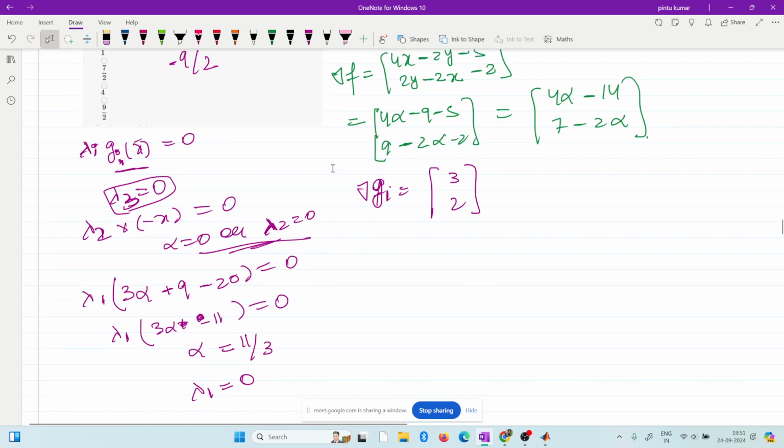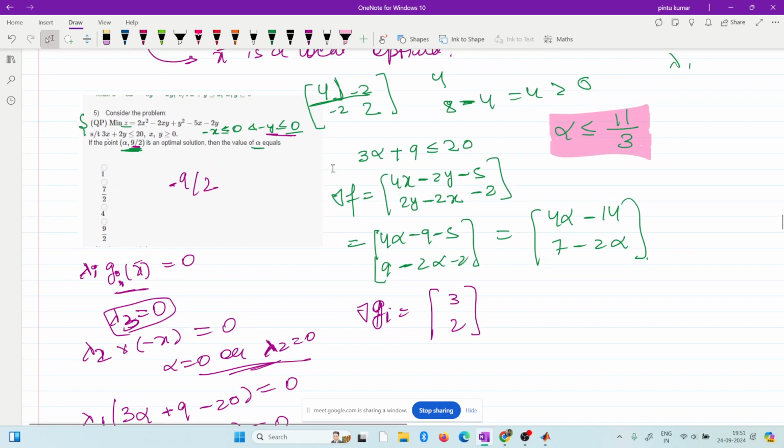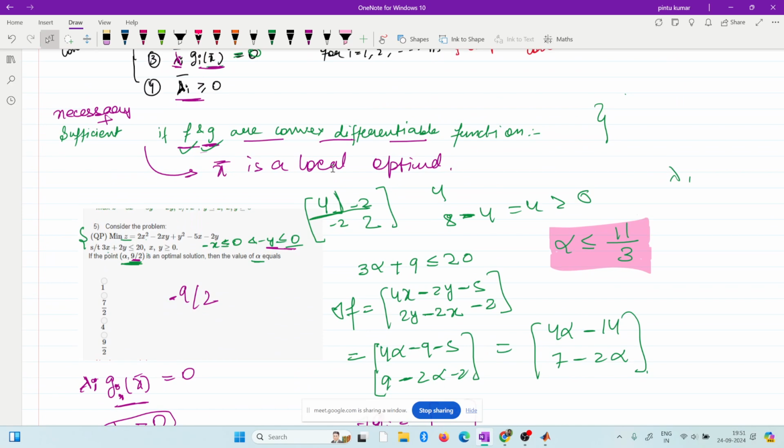One small doubt. In your del f, it is 4 alpha minus 14 and 7 minus 2 alpha. Already it is mentioned it is an optimal solution, so we can equate to 0 and find the value of alpha. You want to equate this to 0 to find the stationary point. That you can do for unconstrained optimization. If you do it for constrained optimization, then you will have to check whether the point that you have obtained lies in the feasible region or not. Yeah, that you can do, but then you will have to do extra checking.